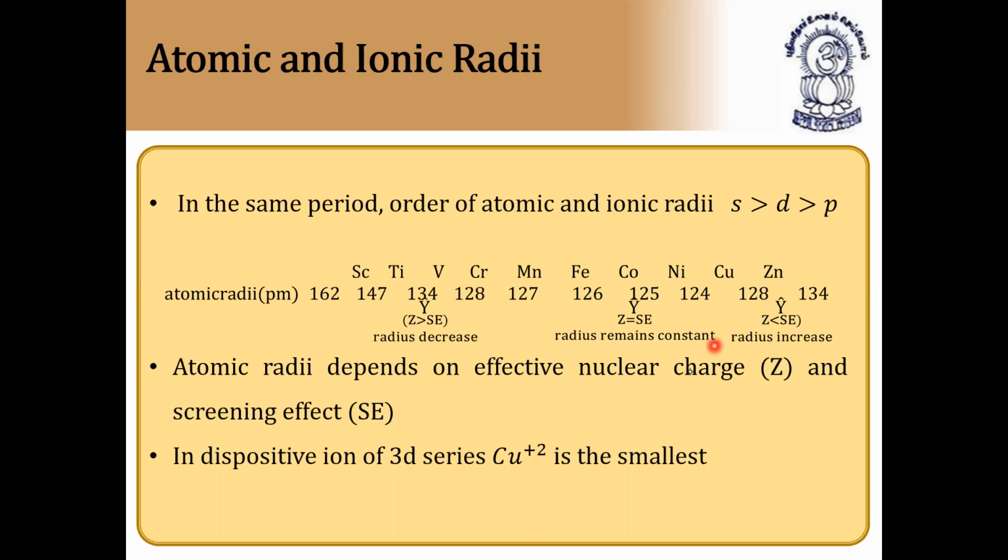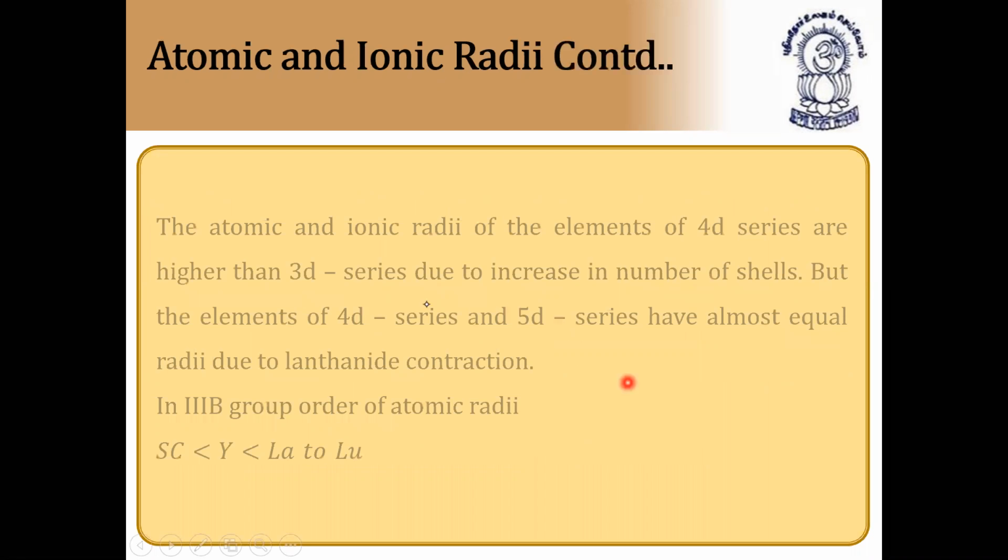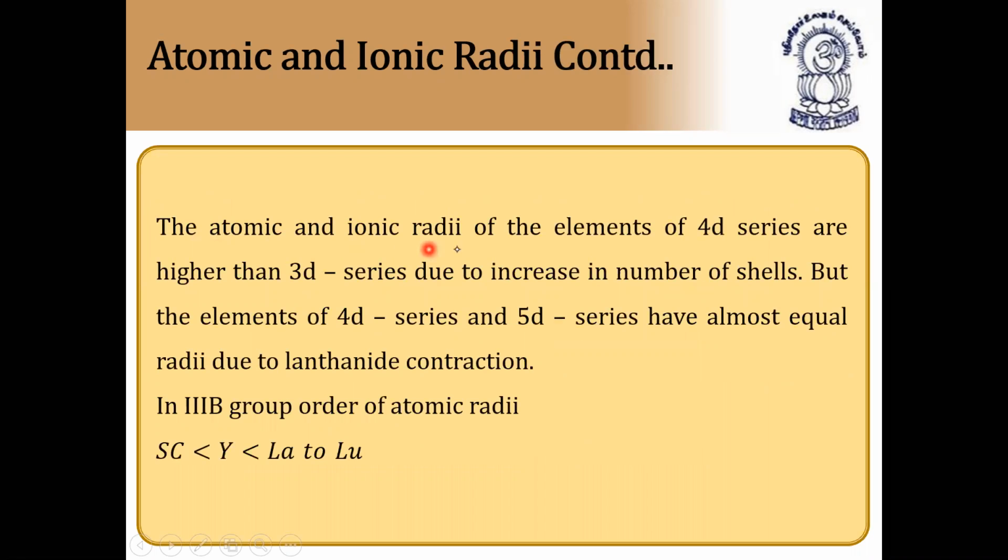That's why it is increasing. Let us discuss that. The atomic radii and ionic radii of the elements of the 4d series are higher than that of the 3d series. Very important point. The atomic radius of the 4d series is greater than the 3d series due to the increasing number of shells, because that is going to a 3d subshell and this is going to a 4d subshell. But the elements of the 4d series and 5d series have almost equal radii due to lanthanide contraction. Very, very important. What is lanthanide contraction?